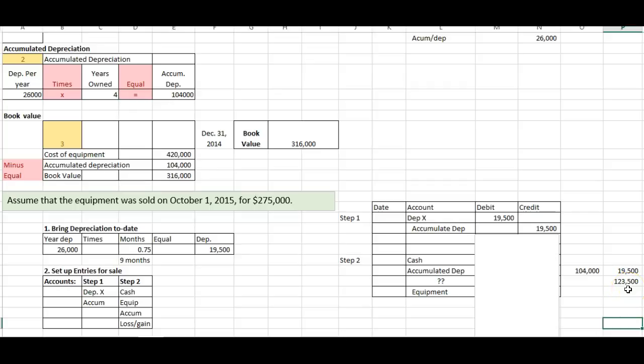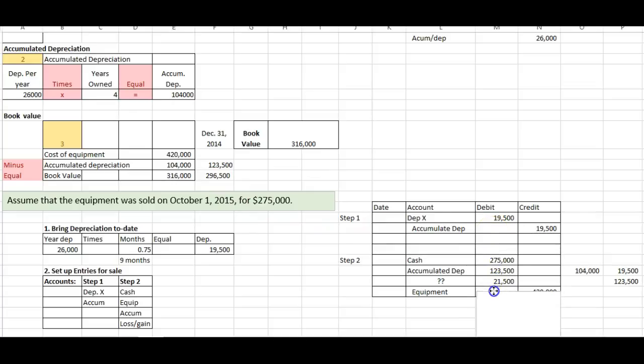Okay, so now my accumulated depreciation right here has changed to $123,500, and my book value has now changed from that $316,000 to $296,500. I'm still selling it below the book value. So that tells me, just looking at this, that I'm probably going to have a loss. But let's do the numbers.